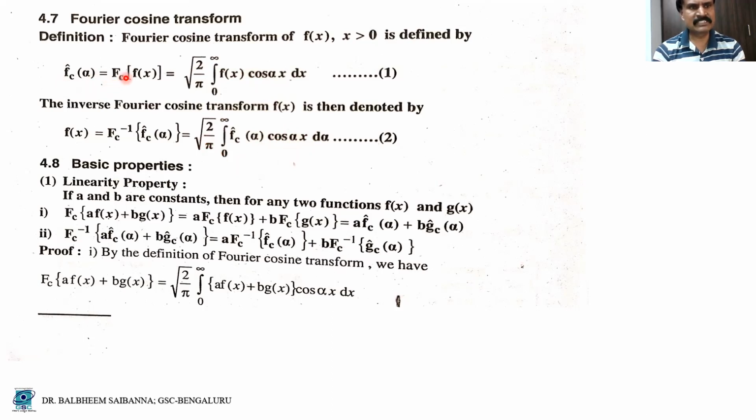What does fc represent here? Cosine. In the previous class, in place of c there was an s, which indicates the sine transform. Now the basic properties, starting with the linearity property.